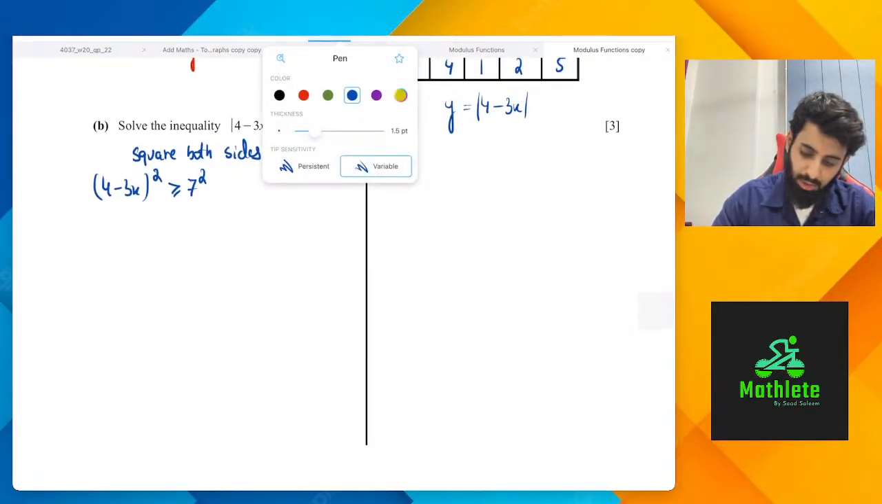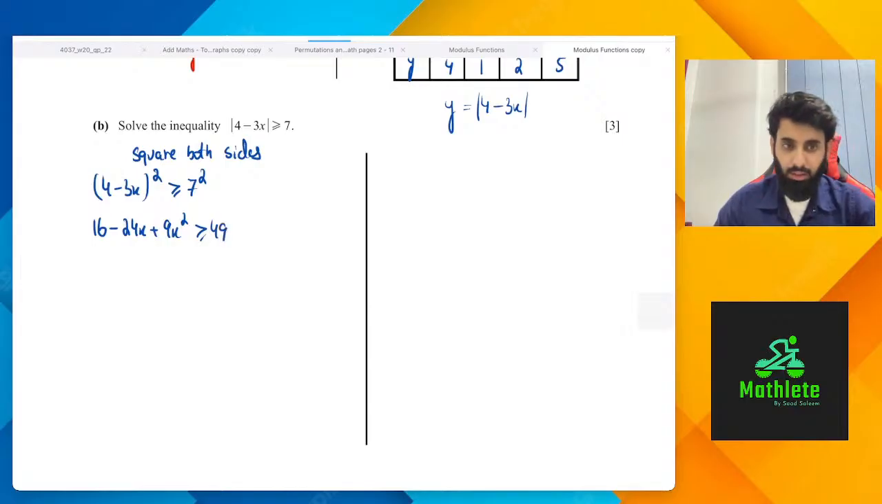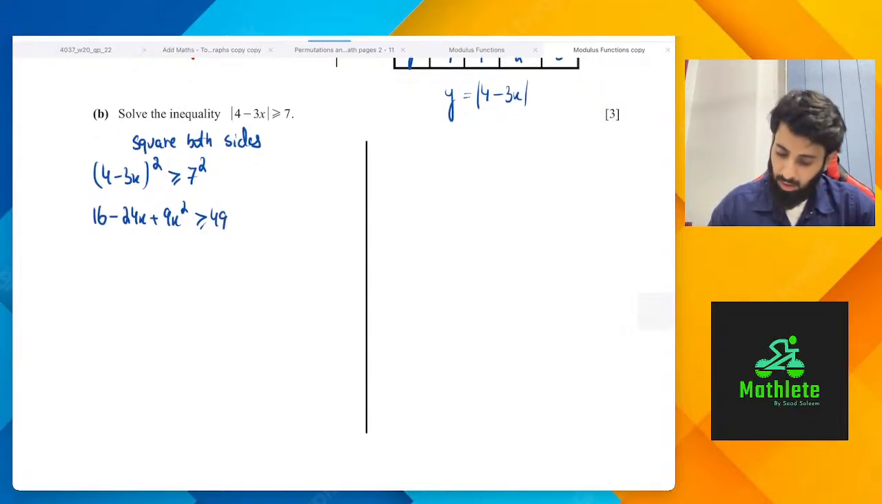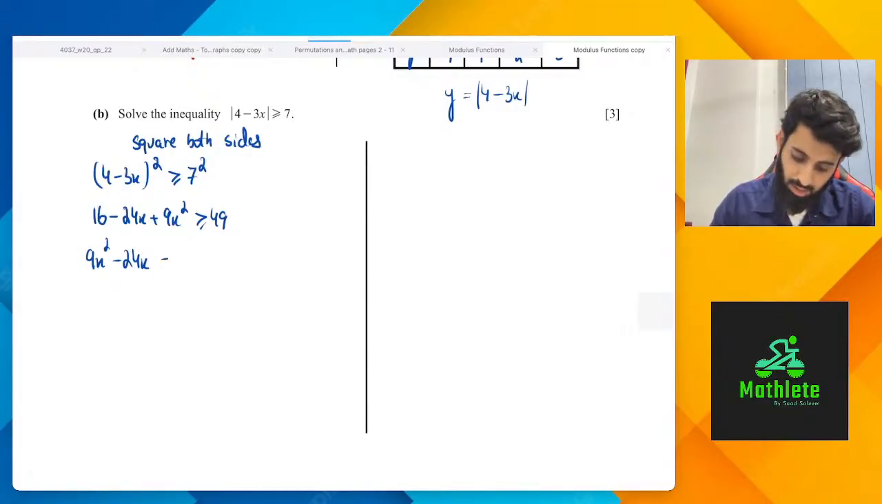Now I'm squaring both sides. This is going to be 16 minus 24x plus 9x squared is greater than or equal to 49. So 9x squared minus 24x plus 16 minus 49. 16 minus 49 is equal to minus 33.